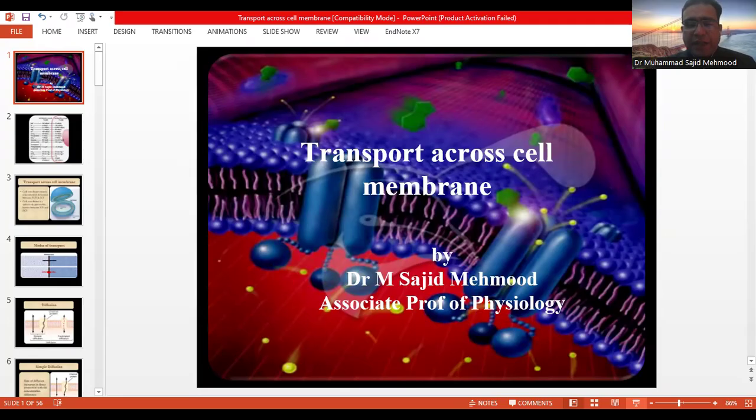The cell membrane is mainly composed of a lipid bilayer, and there are integral proteins which lie inside the lipid bilayer. Lipid soluble substances can pass readily through the lipid bilayer, while water soluble substances pass through the integral proteins which are present in the lipid bilayer.